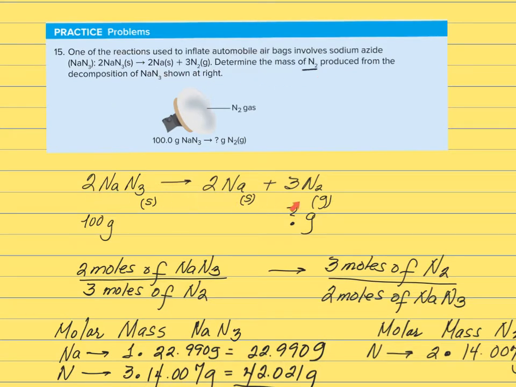The only information that you can get from the balanced chemical equation is the mole ratios. Now, they want to find the amount of nitrogen that is going to be produced, the mass of nitrogen, so in grams, when 100 grams of sodium nitrate are placed inside the bag. And you have that over there.